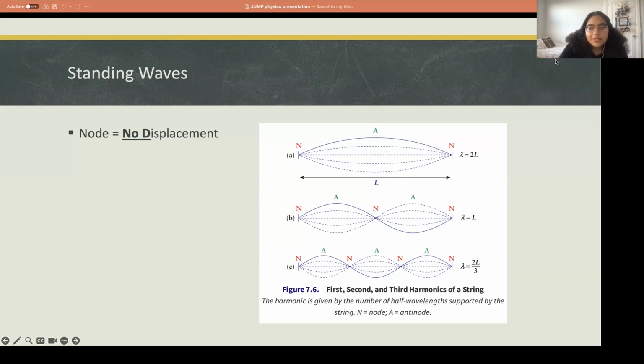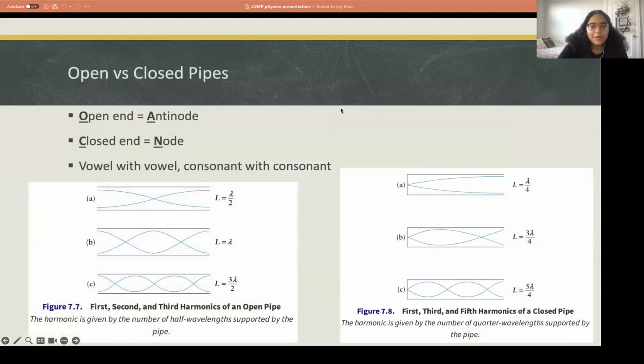And then antinode is the opposite of a node. So antinode, where it's labeled with the green A in the photo, is where it's the highest or lowest point there. So these are also called harmonics. So harmonic, the number would be the amount of half wavelengths. So we have the first harmonic, second and third in this photo. And then just to remember node, like no displacement, kind of sounds like node. So that might be one way to remember it.